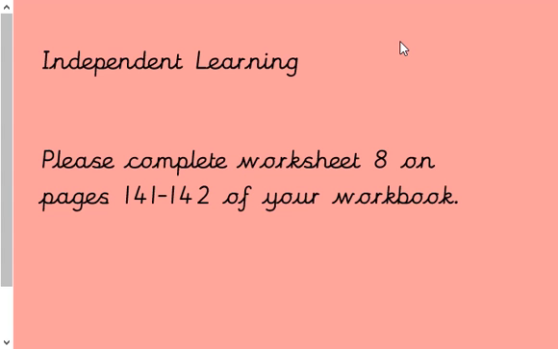Okay, now it's time for your independent learning. What I'd like you to do is complete worksheet 8 on pages 141 to 142 of your workbook. Press pause when you're working and press play when you're ready to come back to me for the plenary question.